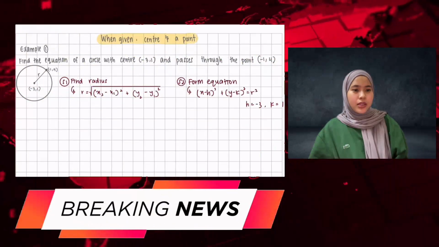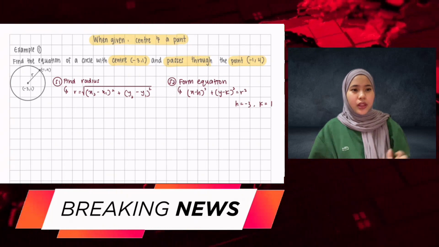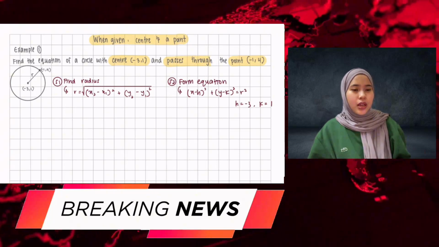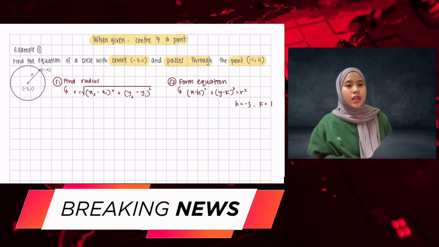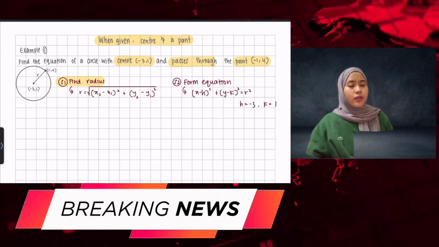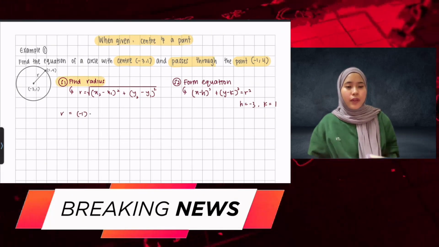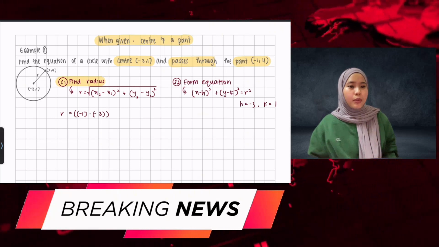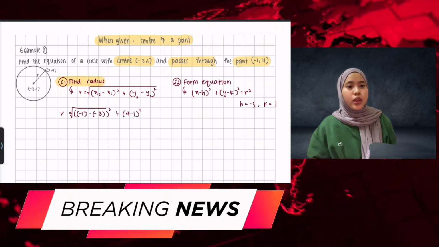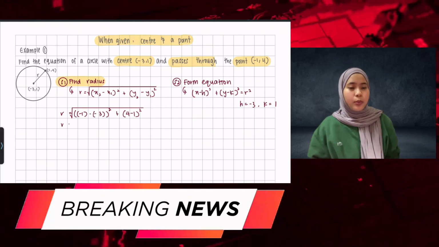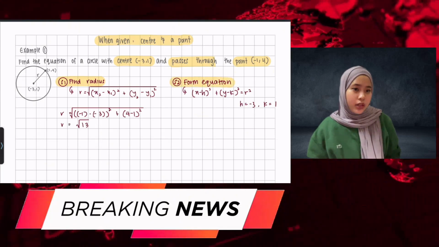The first example is for when you are given a center and a point. The first step is you have to find the radius, and with the radius, you will be able to form the equation. In this example, you are given the center (-3, 1) and the point (-1, 4). The first step is to find the radius. The equation used is square root of (x2 minus x1) squared plus (y2 minus y1) squared. Hence, in this example, you have to do (-1 minus -3) squared plus (4 minus 1) squared, which you will get square root of 13, which is your radius.